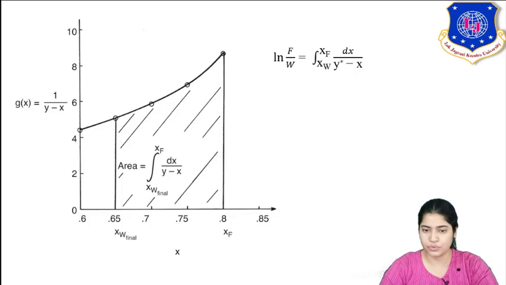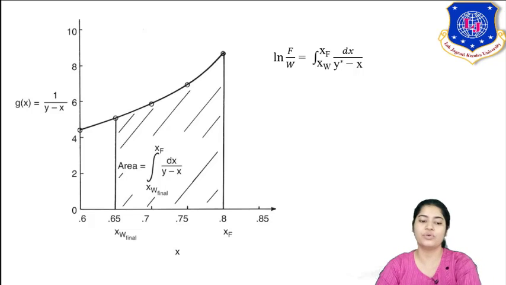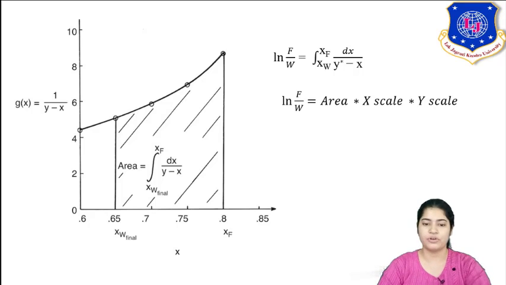From this Rayleigh's equation, the area under the curve, which is the RHS term, you are integrating from where? XF to XW. See, you are going from right to left. XF from 0.8 to 0.65, you can see. I am integrating on this. This is the area under the curve. This area under the curve value is equal to ln of F upon W.